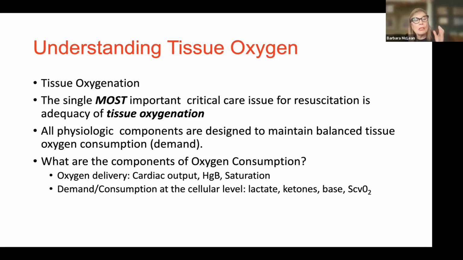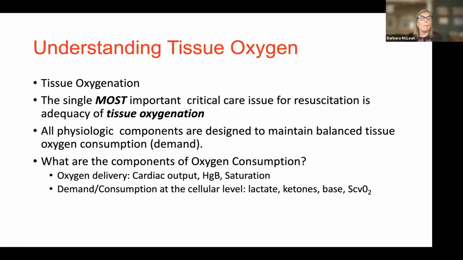This is the single most important issue in acute and critical care for resuscitation, is whether or not you have adequate tissue oxygenation. So everything physiologically is designed to keep a balance between the delivery of oxygen to the cell and the cell's consumption of oxygen. Delivery of oxygen to the cell and the cell's consumption of oxygen.